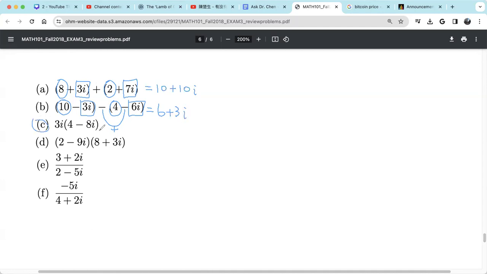For C, let's put it over here. 3i times 4: 3 times 4 is 12, so we get 12i. Minus 3i times -8i: 3 times 8 is 24, and i times i is i squared. Well, that's 12i minus 24 i squared. i squared is -1, so that's 12i. -24 times -1 is plus 24. And we want to write it in a plus bi form, so the real part first and the imaginary part second. So 24 plus 12i.